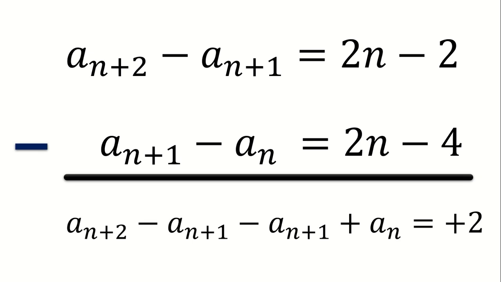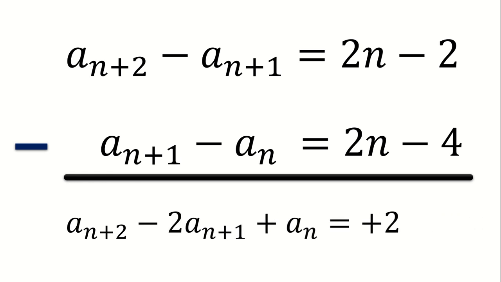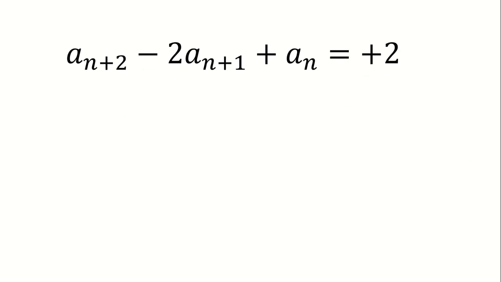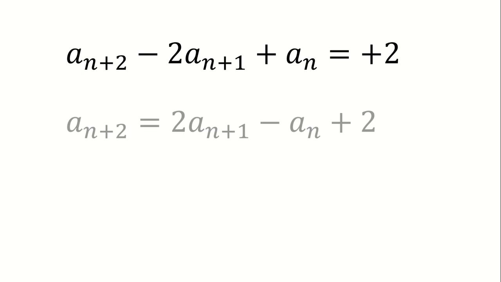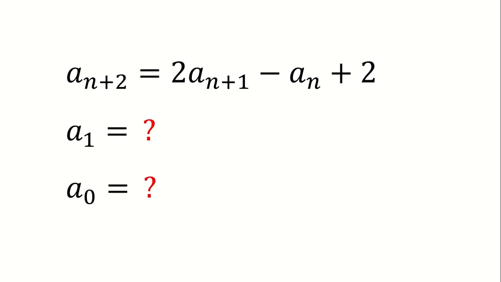We get a_(n+2) minus a_(n+1) minus a_(n+1) plus a_n. On the right side of the equation, the 2n terms cancel each other, and minus 2 minus minus 4 gives positive 2. So the relationship simplifies to a_(n+2) minus 2a_(n+1) plus a_n is equal to positive 2. By moving 2a_(n+1) and a_n to the right side of the equation, we get a_(n+2) is equal to 2a_(n+1) minus a_n plus 2. So we have the recursive equation, and we just need the a_1 and a_0 initial terms.